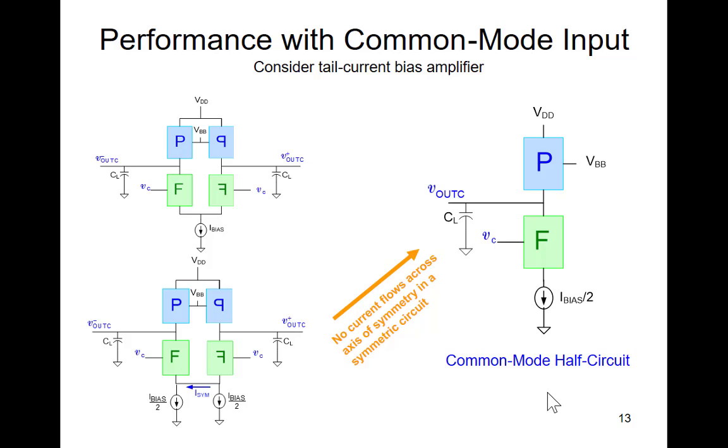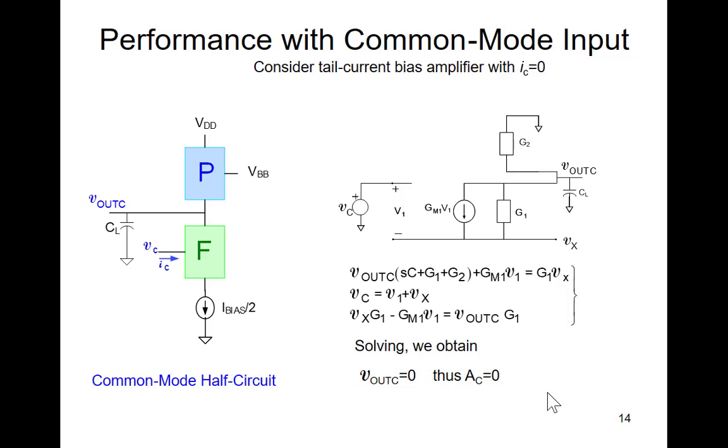right here. And notice this has the common mode output here, which is the same on both sides, and it has the common mode input. Okay, so this is a common mode half circuit. If I want to analyze that common mode half circuit, I can sum currents at this node by Kirchhoff's current law, and I get this equation. I can sum currents at this node, and I get this equation. And I can observe that VC is equal to V1 plus Vx.